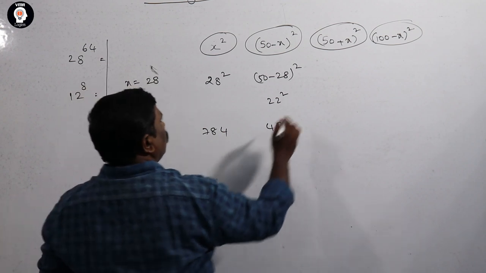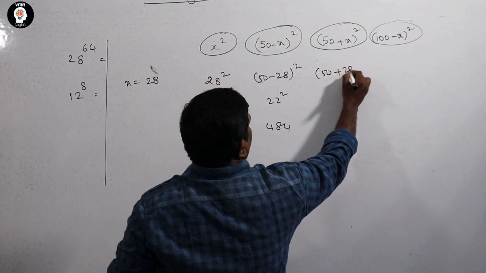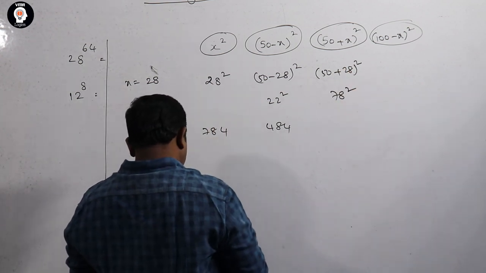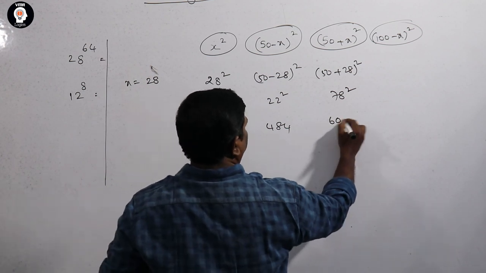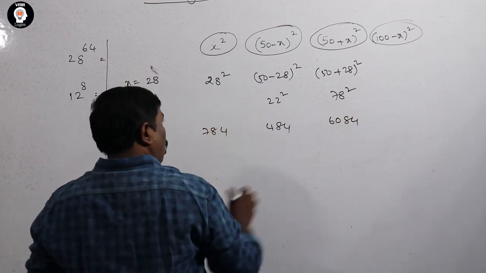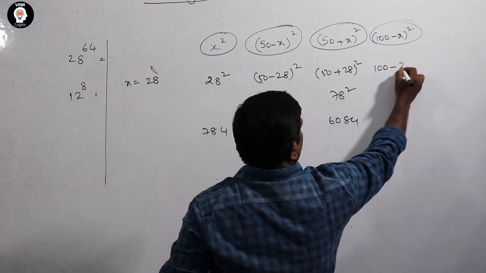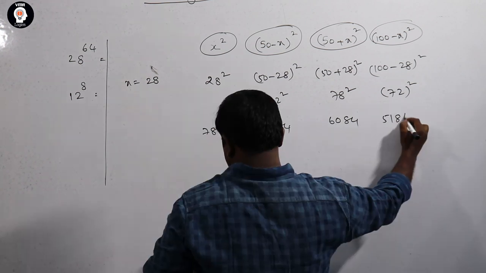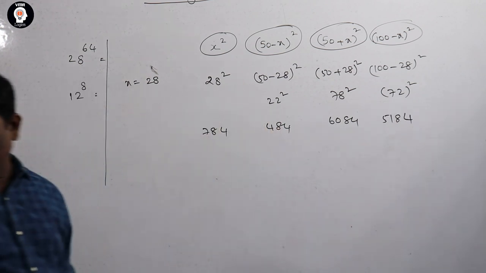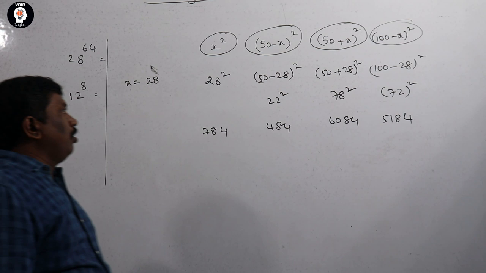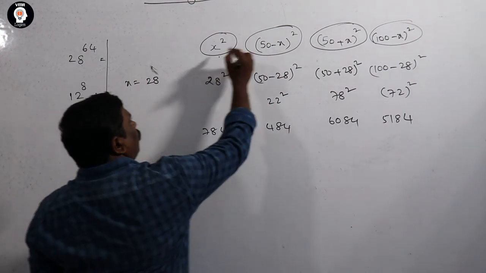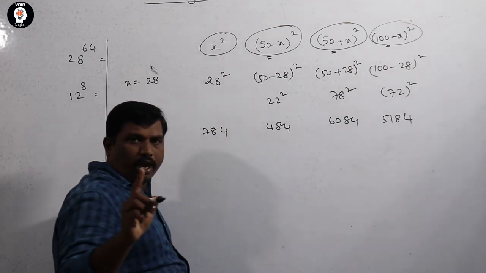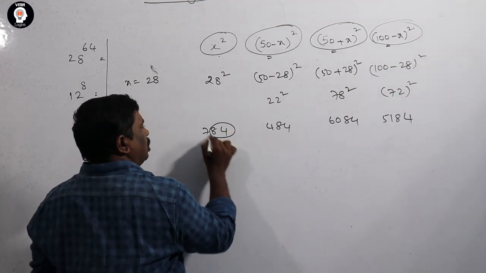The next, 50 plus 28, 78 square, which is 6084. 100 minus 28, 72 square, 5184. If you look at the basic point, x square, 50 minus x whole square, 50 plus x whole square, 100 plus x whole square. In all these things, the last two digits are the same.